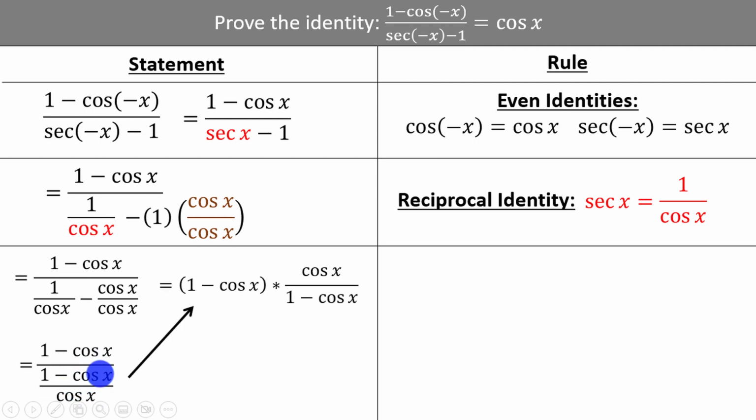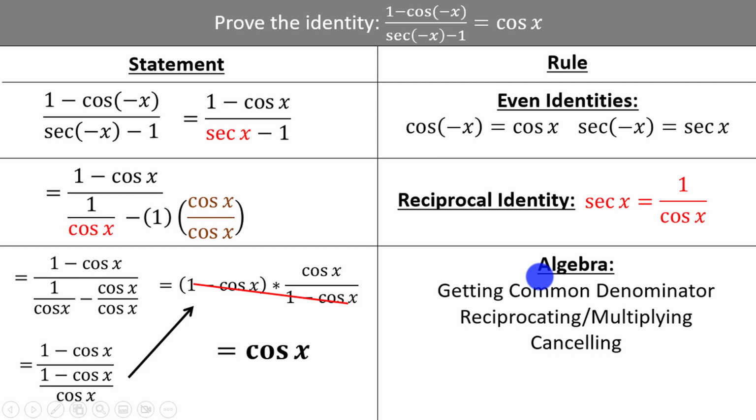We will have the numerator of 1 minus cosine multiplied by the reciprocal of the denominator, which is cosine over 1 minus cosine. At this stage, something very nice happens. We notice we have 1 minus cosine divided by 1 minus cosine, so those expressions will cancel. We will be left with just cosine, which is exactly what we wanted. We justify these last few steps by algebra, first getting a common denominator, then reciprocating, multiplying, and canceling. We are finished with our proof.